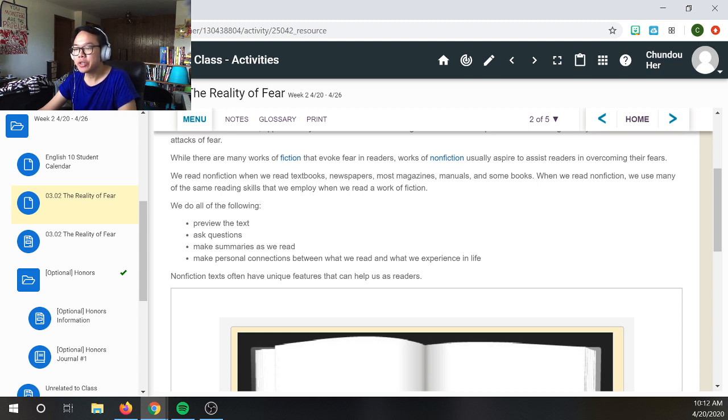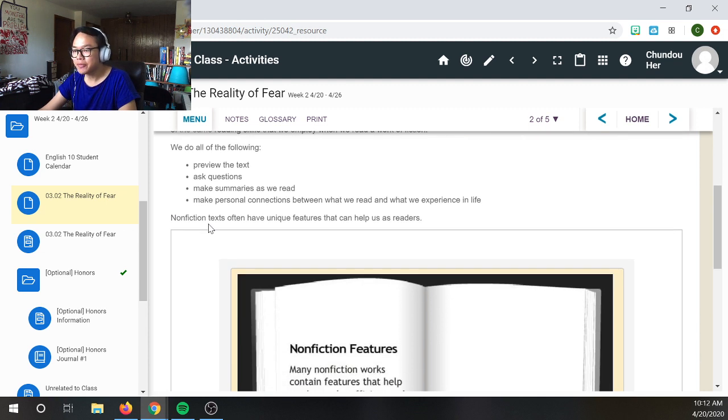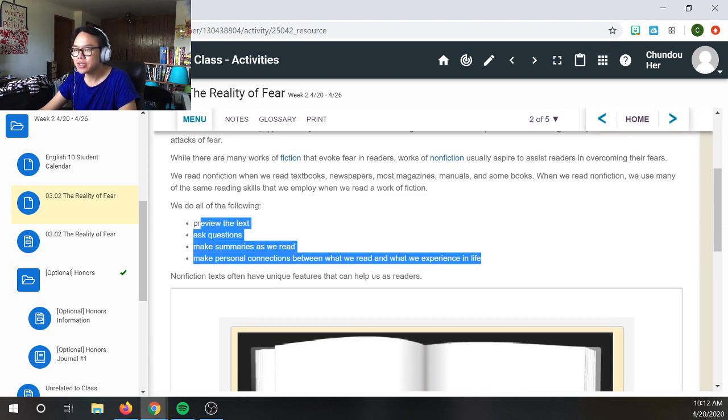Okay. So we do all of the following: preview the text, ask questions, make summaries as we read, make personal connections between what we read and what we experience in life. Nonfiction texts often have unique features that can help us as readers. So I'm guessing that these are going to be the strategies that they have us practicing in this lesson this week.